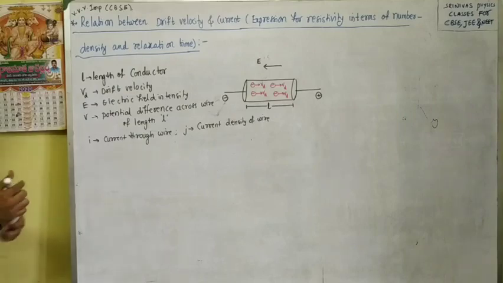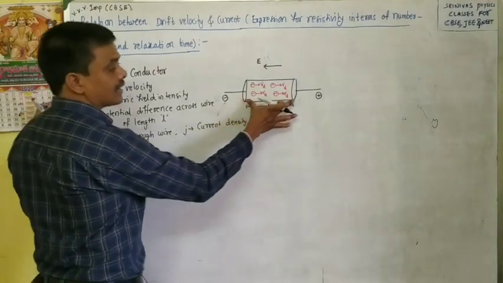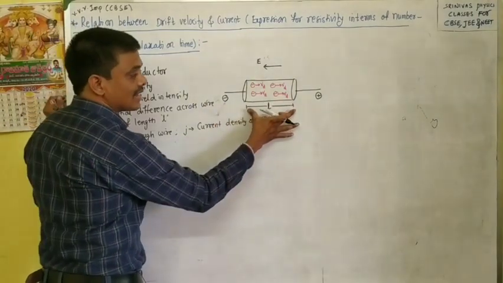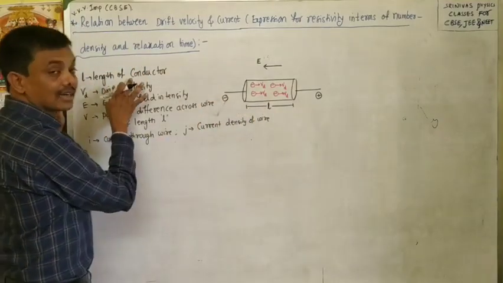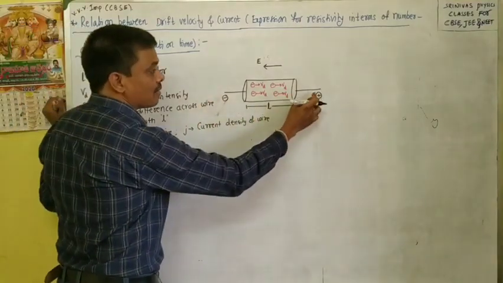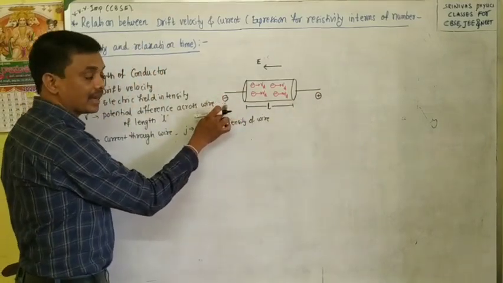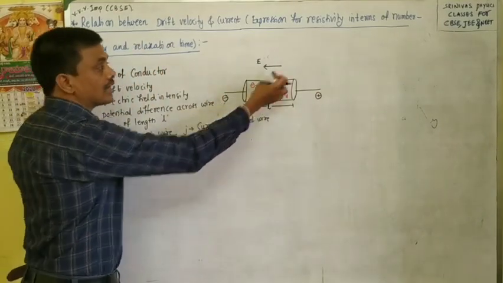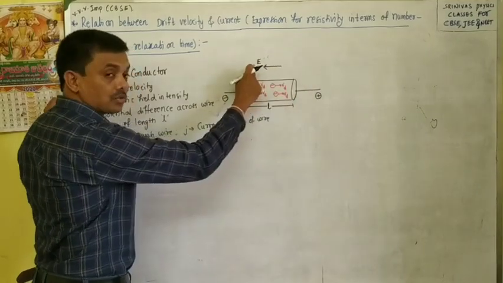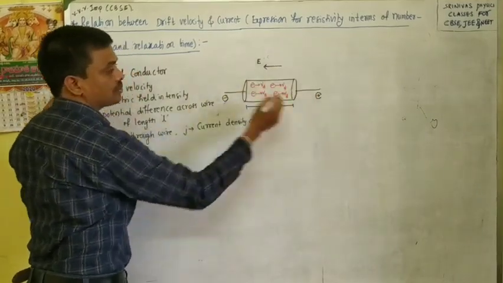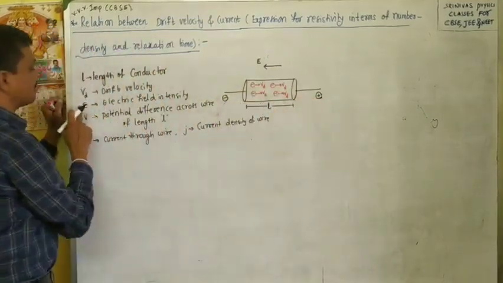Let us consider a conductor. This conductor has length L. One side I am connecting to the positive terminal of a battery and the other side to the negative terminal of the battery. At that moment, an electric field is generated from positive to negative along the conductor. E is the electric field intensity.